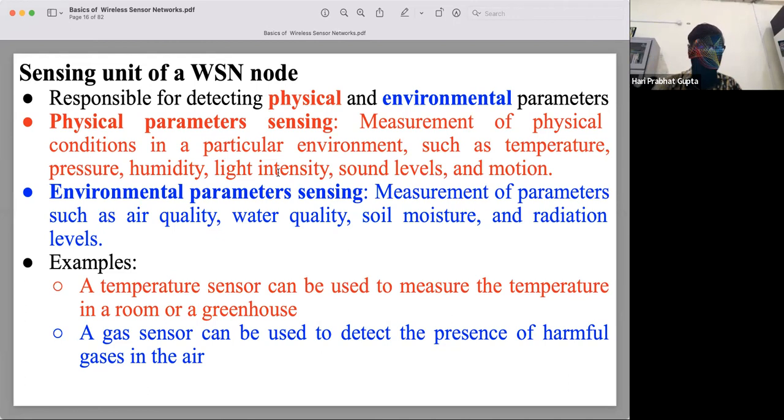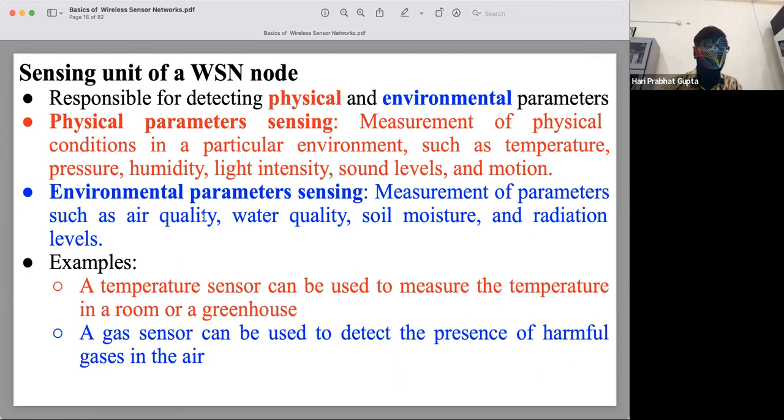And light intensity is also a physical parameter. Sound level is also a physical parameter, and motion detection and other things. So all these are the physical parameters that are detected by the sensors attached with the sensing unit in a node. But environmental parameters are also important, and yes, these wireless sensor networks are capable of detecting the environmental parameters and changes in them.